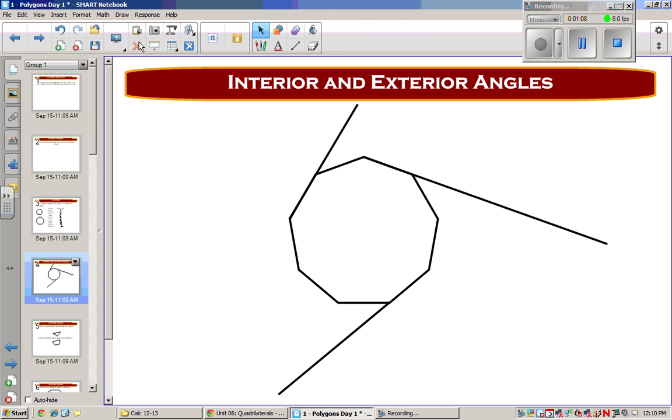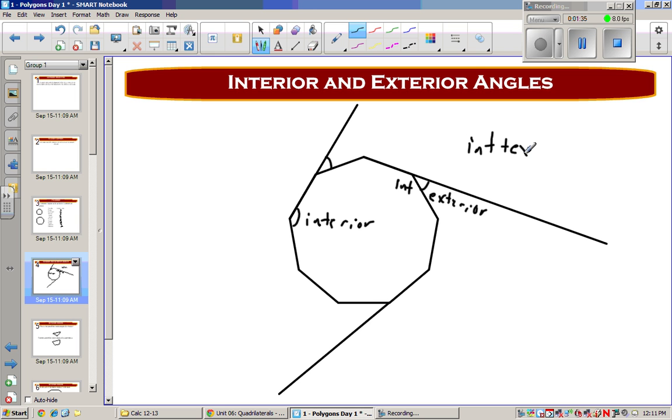Now, there's interior and exterior angles in a polygon. The interior ones are the ones on the inside. And the exterior angles are the ones on the outside. So there's interior over here, exterior here, and we need to know those. And here's an exterior. One thing we need to know is the interior angle plus the exterior angle will always equal 180 degrees because they're formed on a straight line.